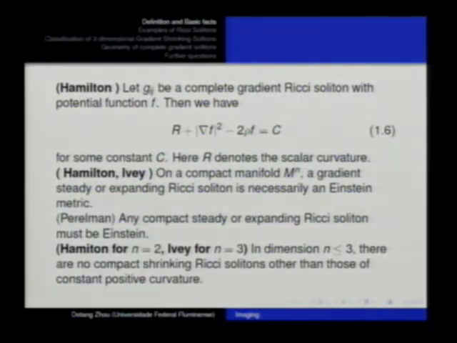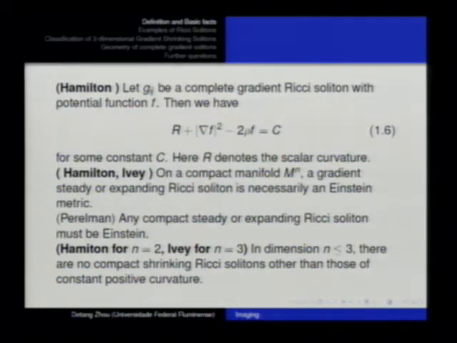And also in the shrinking case, Hamilton and Ivey proved that for the 2-dimensional and 3-dimensional case, all the compact shrinking Ricci solitons have to be of constant positive curvature.